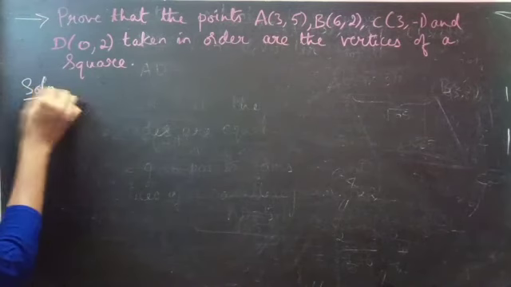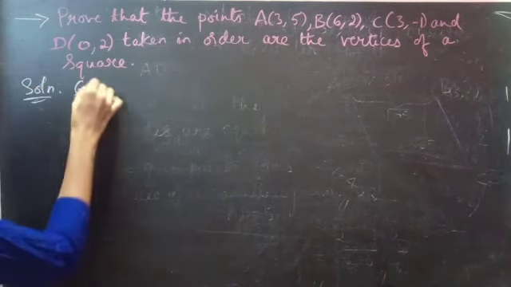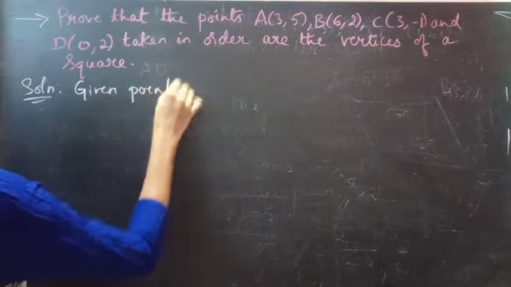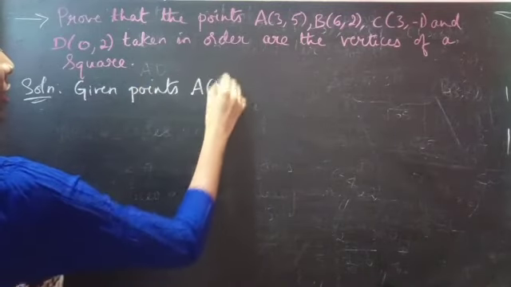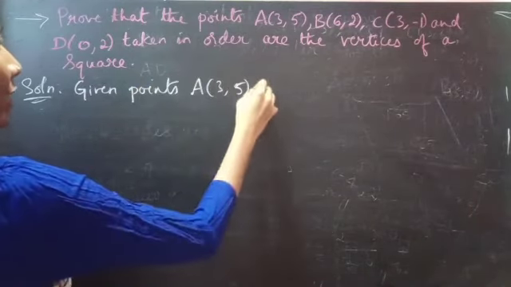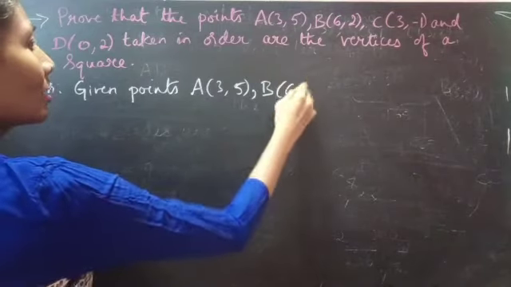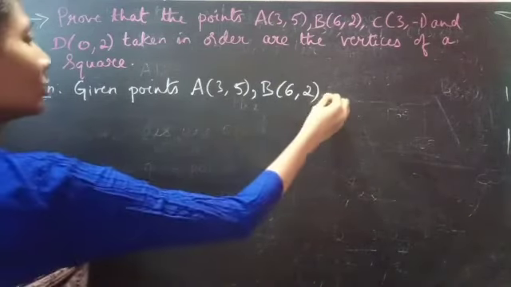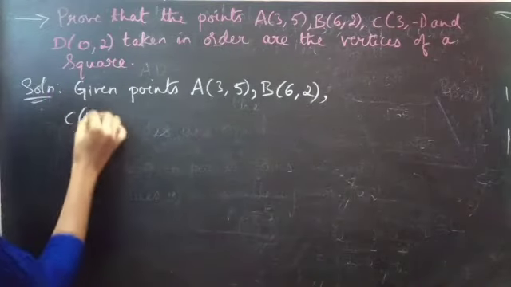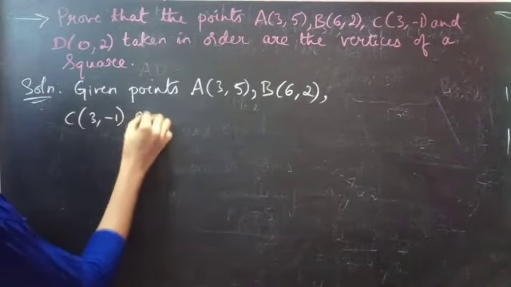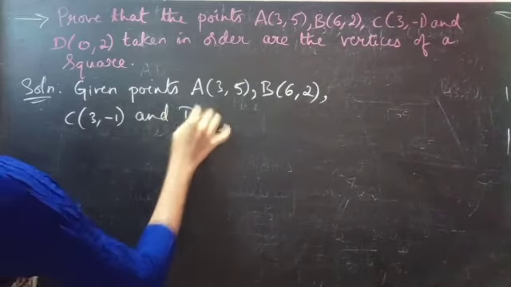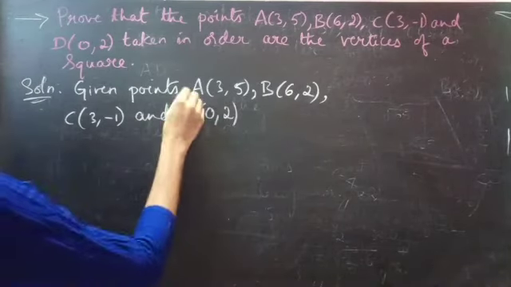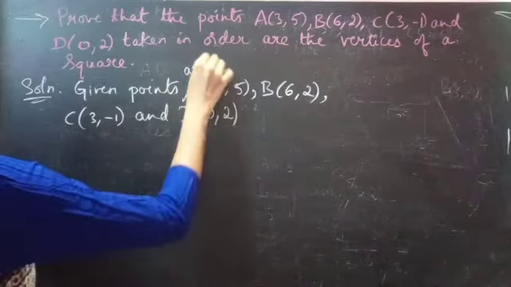Solution. Given points A (3, 5), B (6, 2), C (3, -1) and D (0, 2). Given points are.